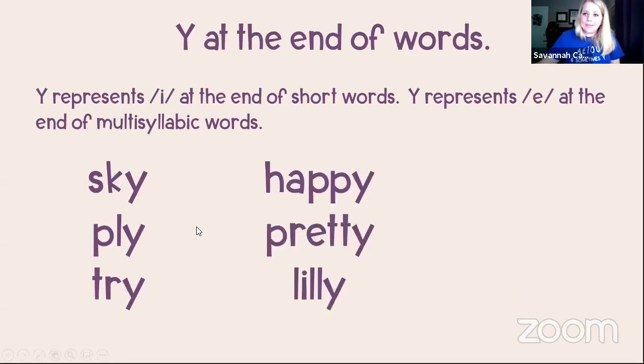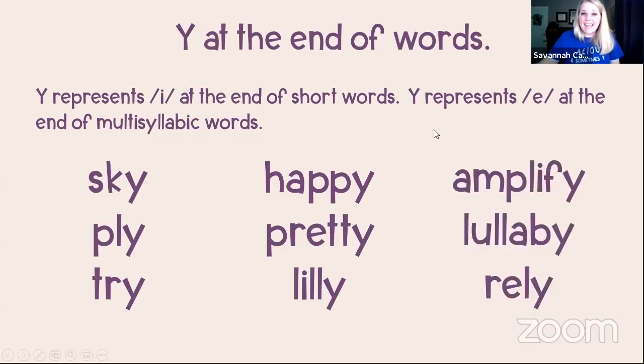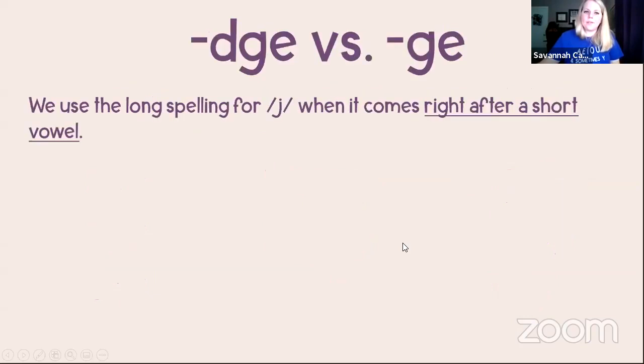So happy, pretty, lily. Y can also represent E at the end of multisyllabic words. This one is not as neat and clean as I thought it was. Somebody on one of the big Facebook groups the other day was telling me how if the syllable before it is unaccented, I think they said, the Y can say I, but I'm not 100% sure. But in general, Y represents E at the end of multisyllabic words.